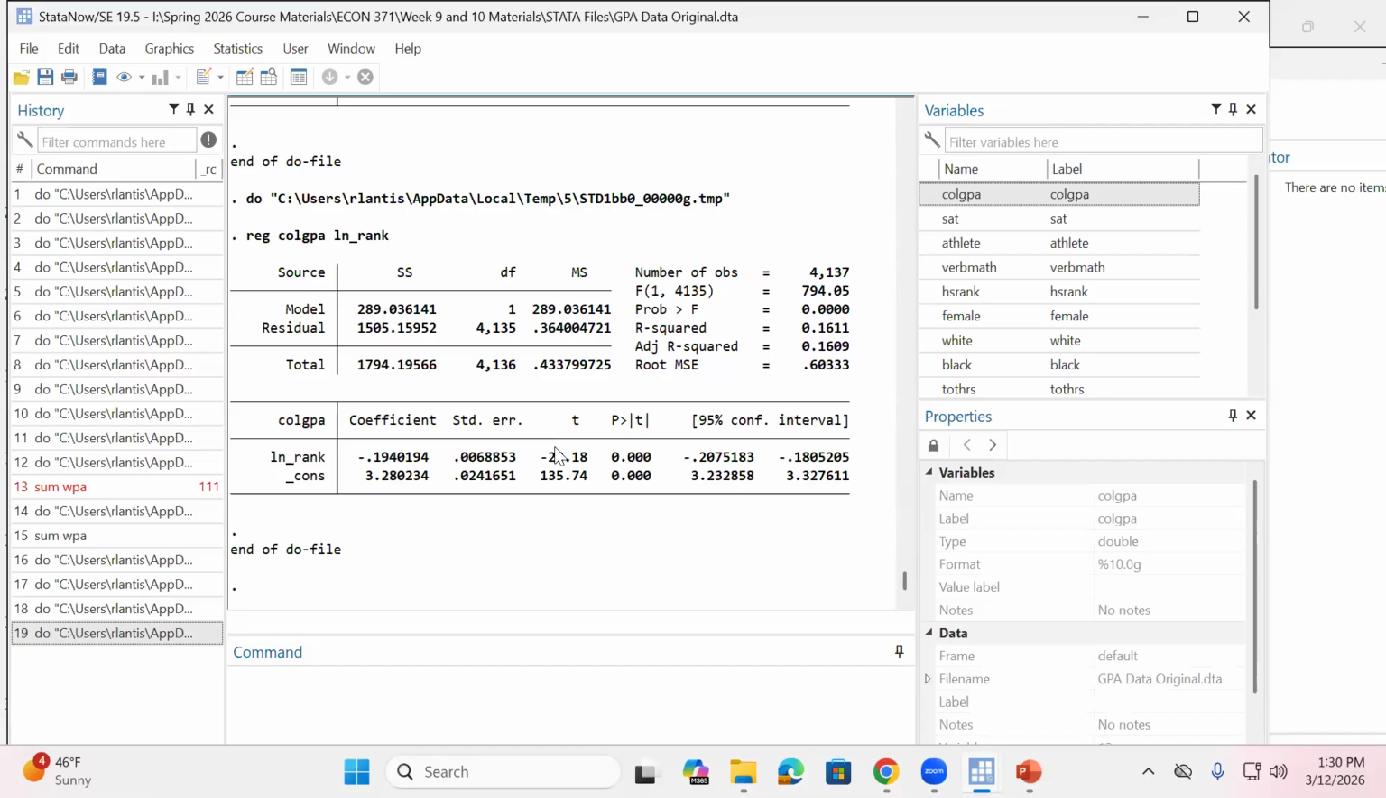Negative 0.0019, a much smaller effect. Just having one rank higher in my high school, it's going to predict my GPA is a little bit better, but not by much, or at least a small amount.